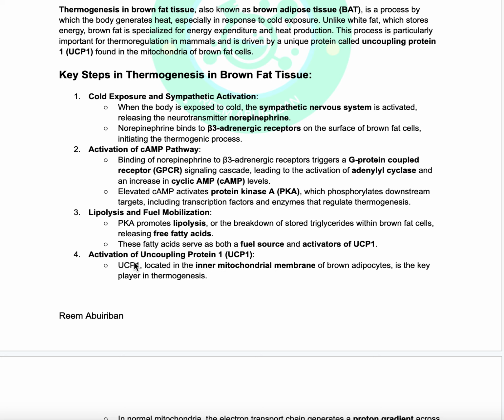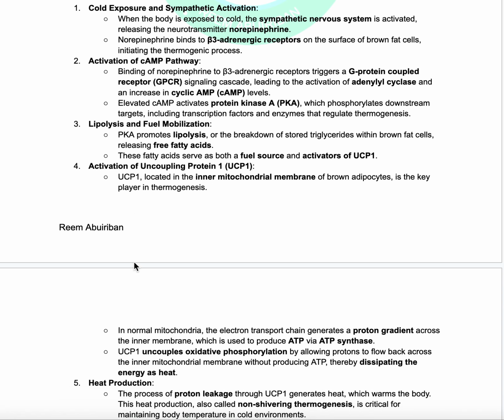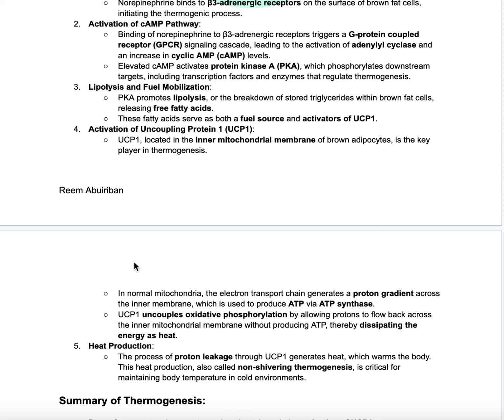Then protein kinase A promotes lipolysis. That means the breakdown of the stored triglycerides present in the brown fat cells, and that leads to the release of free fatty acids. These free fatty acids serve as both a fuel source and activators of uncoupling protein 1, which is what we want. Uncoupling protein 1 is located in the inner mitochondrial membrane of the brown adipocytes, which is the key player in thermogenesis, our player here.